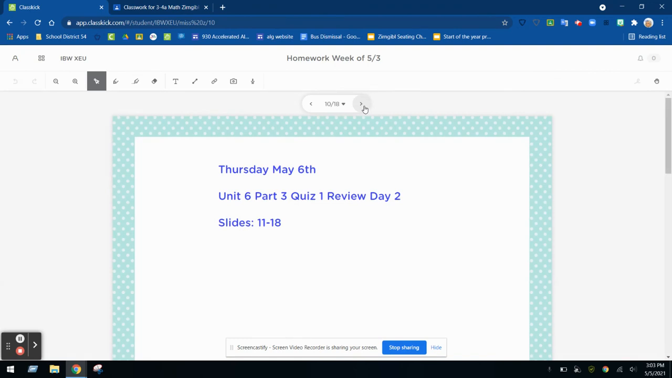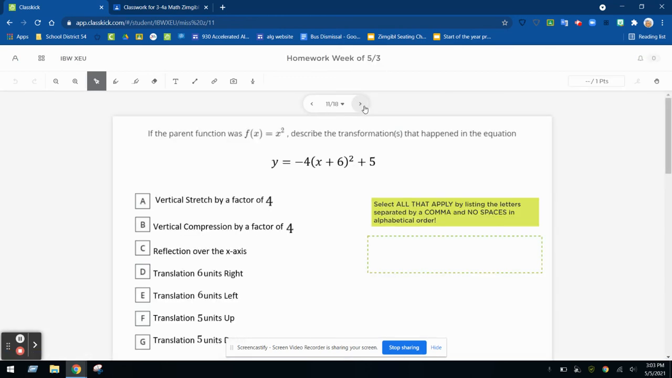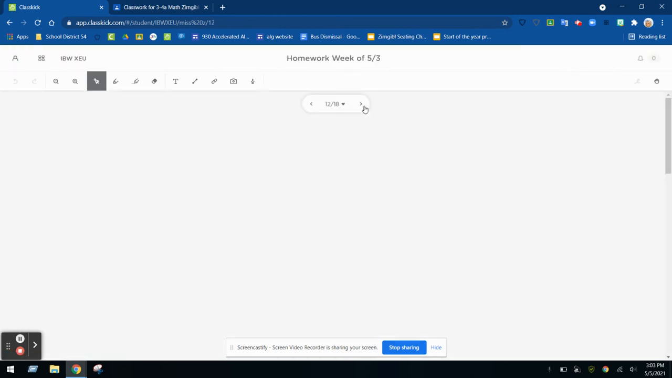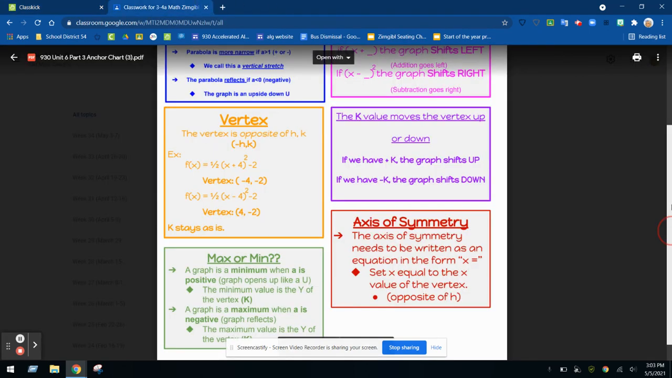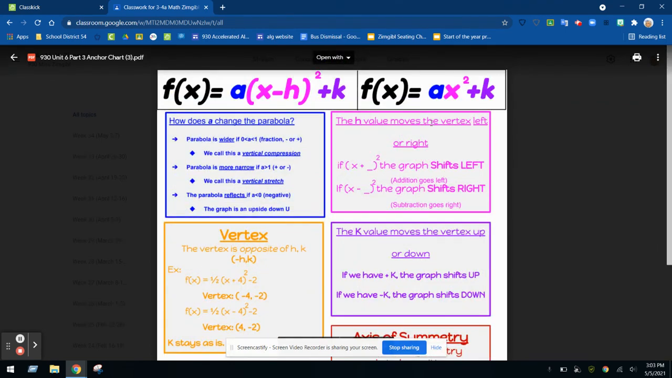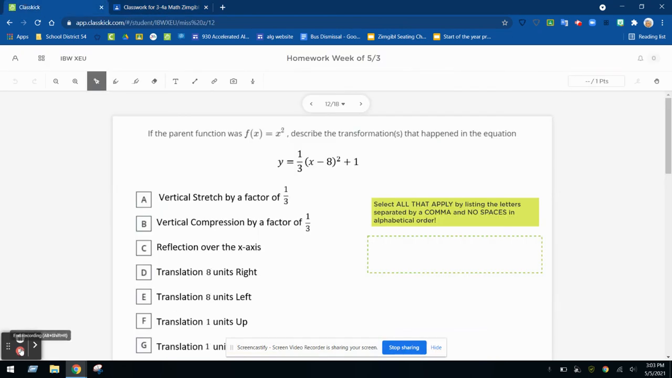That is it for your first review day. Hopefully you can use that review to help you solve the rest of the problems. They are all very similar, and you can use how I modeled it in the first half to finish up this assignment on your own so that you are prepared for your quiz. Again, make sure you have your anchor chart out or your notes, whatever it is, so that you are getting practice using your resources and knowing where to find things. And good luck on your quiz.